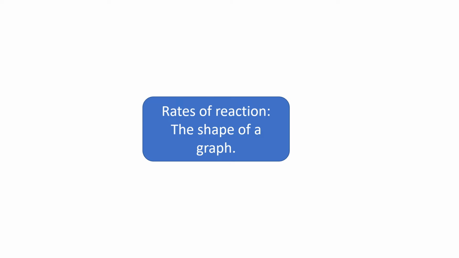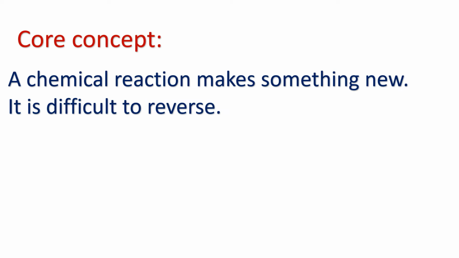Hello and welcome to our lesson on rates of reaction, looking at the shape of a reaction graph. So the first core concept I want to reintroduce you to is the idea that a chemical reaction makes something new. We have reactants and they make a product. Particles on the reactant side are the reacting particles and particles on the product side are the product. And chemical reactions are difficult to reverse.